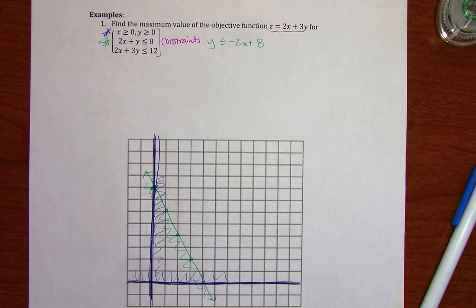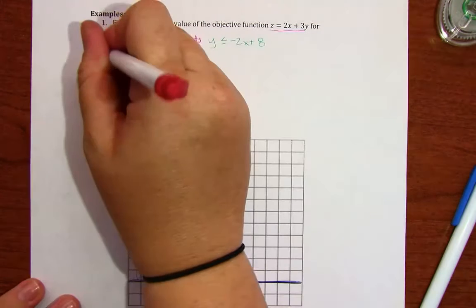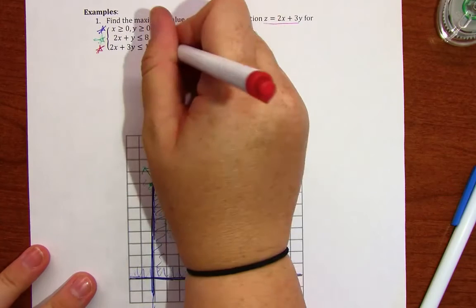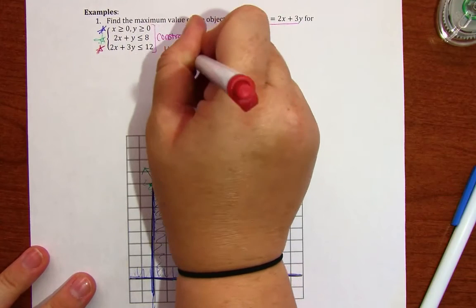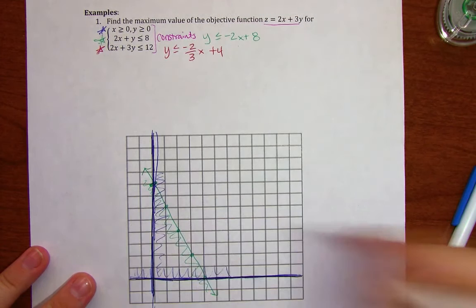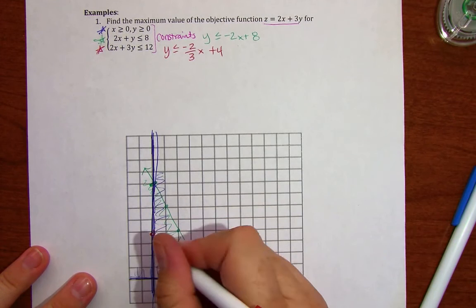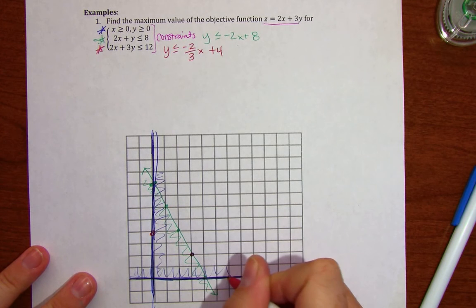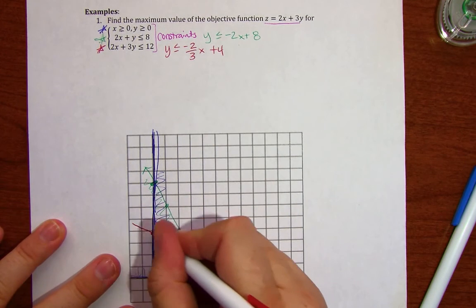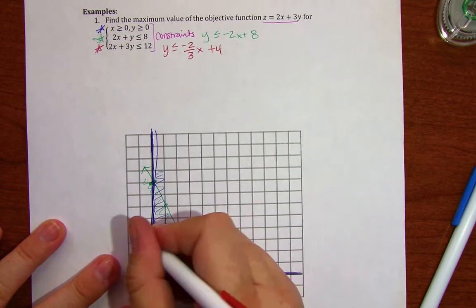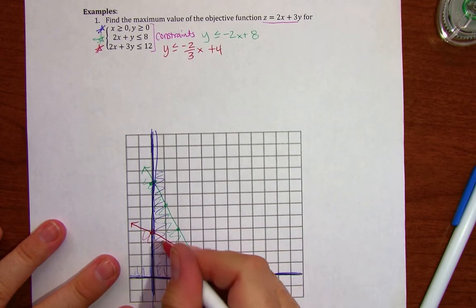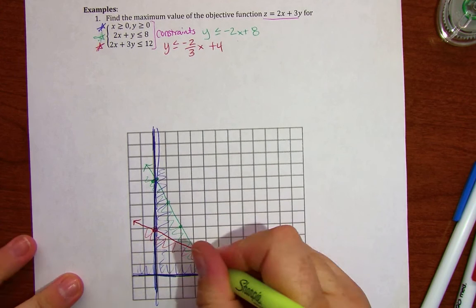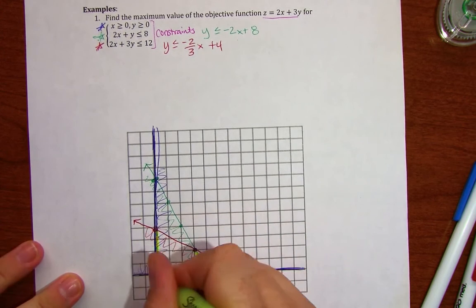Okay, and then we've only got one left, that last one. We'll do that one in red. And that line we can solve, and we get y is less than or equal to negative 2/3x plus 4. So my y-intercept is 4, and my slope is negative 2/3. Again, so important that we can see exactly where those points cross. This is also a solid line. And we're shading down. So our overlapping area then would be this kind of strange shape here.